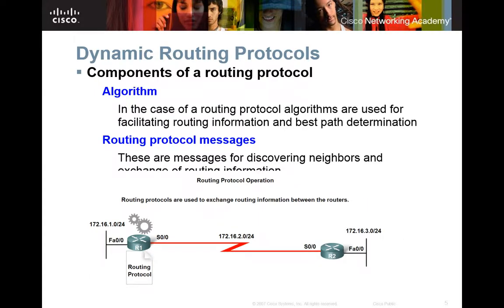What are the components? Well, we have routing protocol messages, right? How many of you are familiar with Cisco Discovery Protocol, CDP? You've heard the term. I know you did because I just talked to you about it last week. Cisco Discovery Protocol is what tells me that Brent's there, Lee's there, Cody's there. Then an algorithm. An algorithm is basically a mathematical formula that says which way to go.